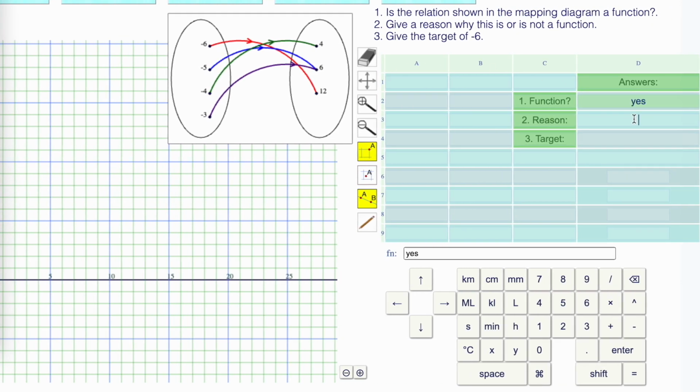It is many to 1. We can see that with the negative 5 going to 6 and the negative 3 having 6 as a target as well. The target of negative 6. Negative 6 has 12 as a target. Then we press enter to see if we're right.